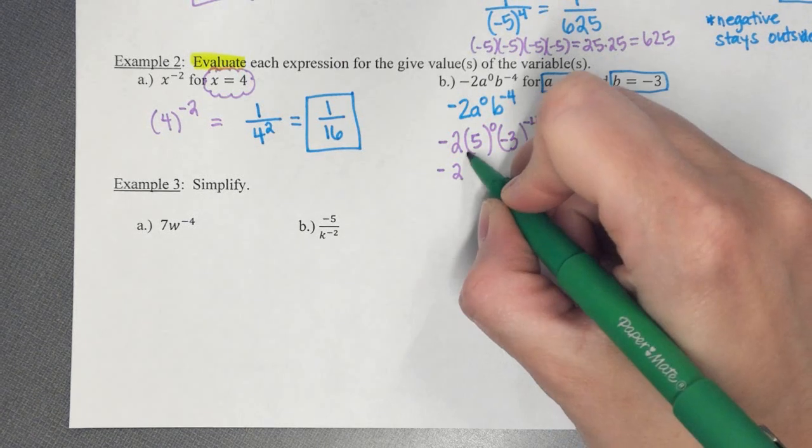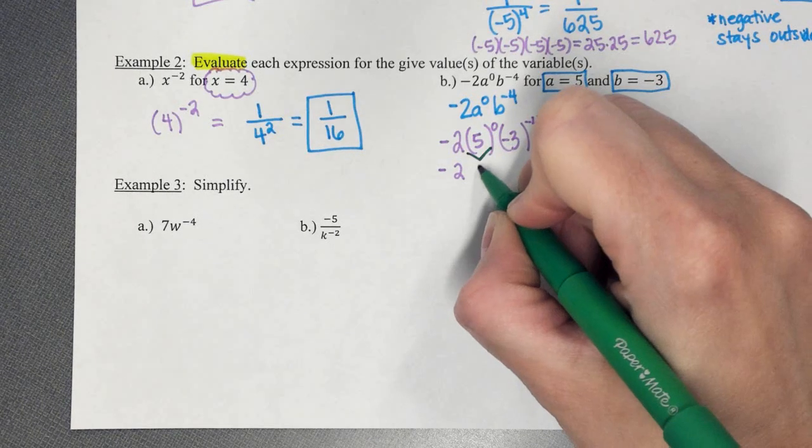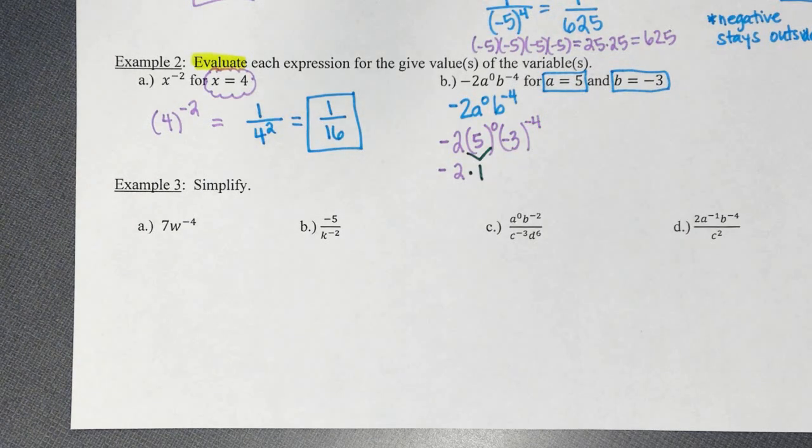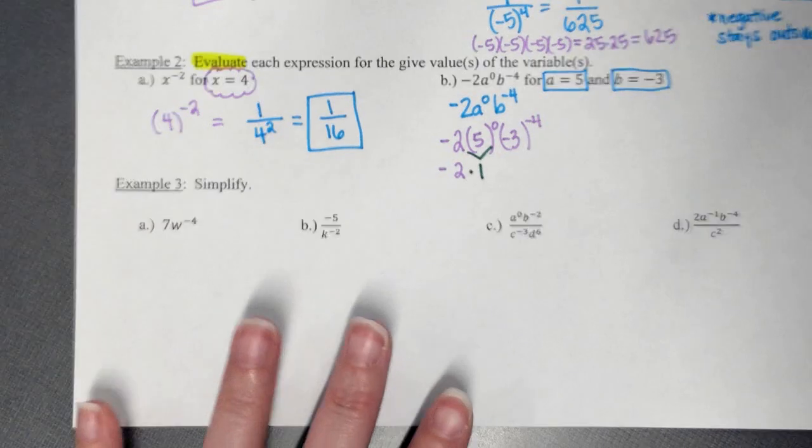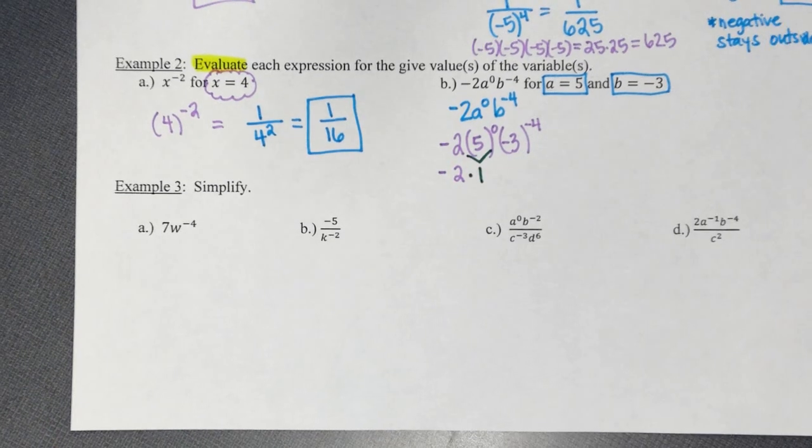1. Yep. Okay. So 5 to the 0 is just going to be 1. Remember that no matter what your number is, anything to the 0 power will be 1.